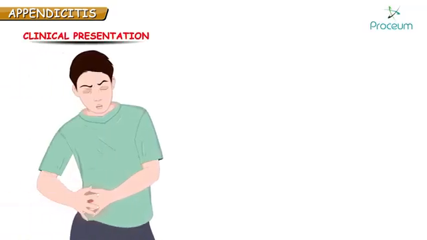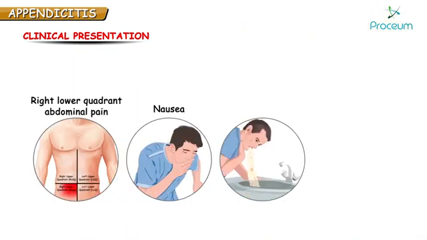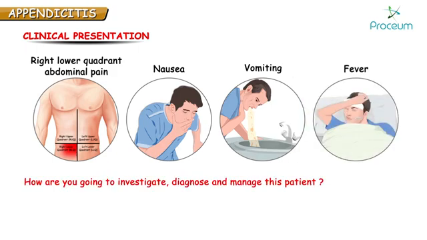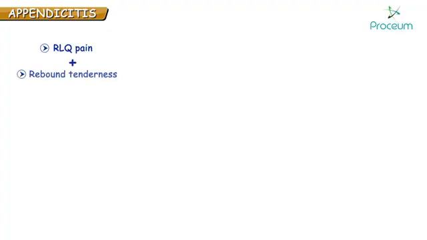So now a patient is coming to you with right lower quadrant pain along with nausea. The patient may vomit also, or may present with fever also. How are you going to investigate, diagnose and manage this patient? See, the right lower quadrant pain experienced by a patient with appendicitis most often occurs at McBurney's point, as I told you. In addition, the patient has rebound tenderness, which means you apply pressure on McBurney's point, and on removal of pressure, the patient will scream, with severe pain. So right lower quadrant pain plus rebound tenderness.